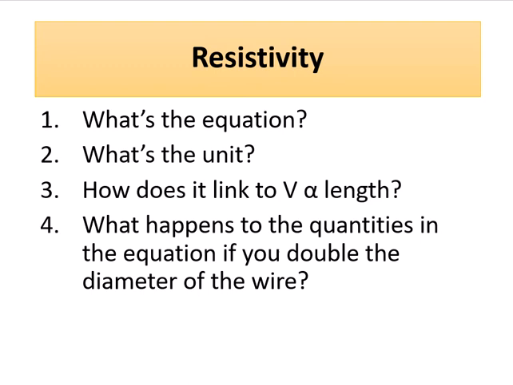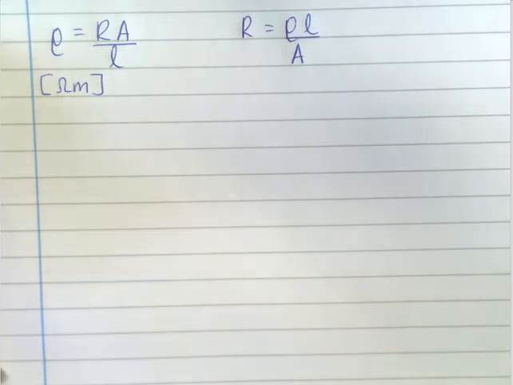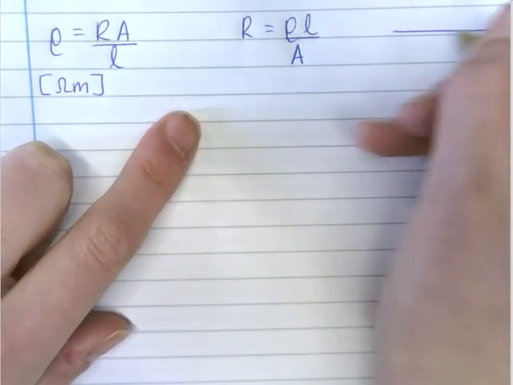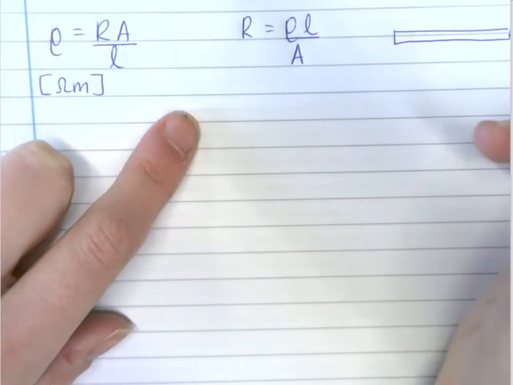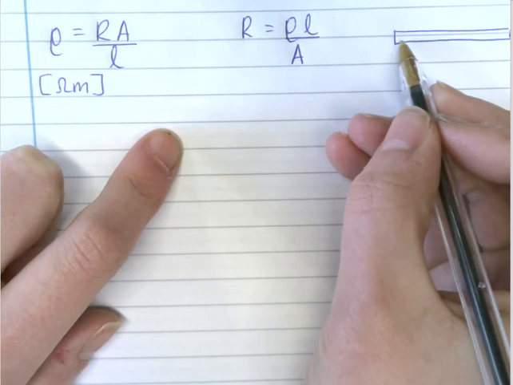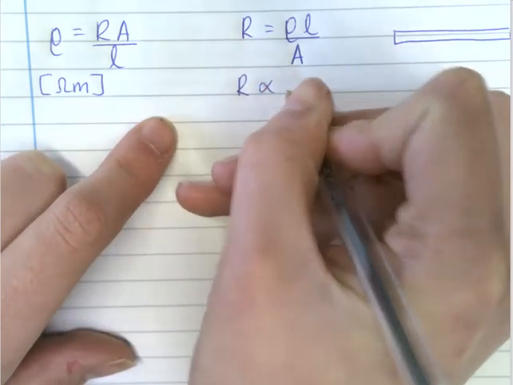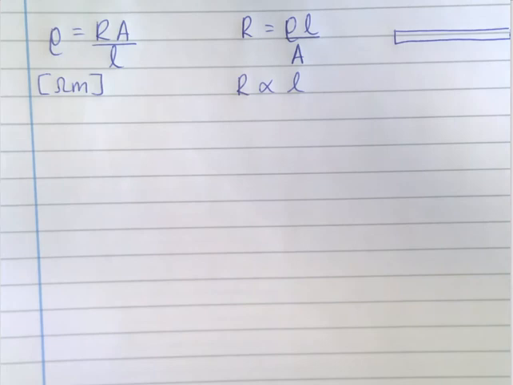Now, how does this link to V is proportional to length, which is a multiple choice question we just did? Well, if I had a uniform wire, that means that the wire is the same area throughout the length, and it's made of the same material throughout the length, I could say that resistance is proportional to length. The longer the wire, the higher the resistance, because rho and A are constants.